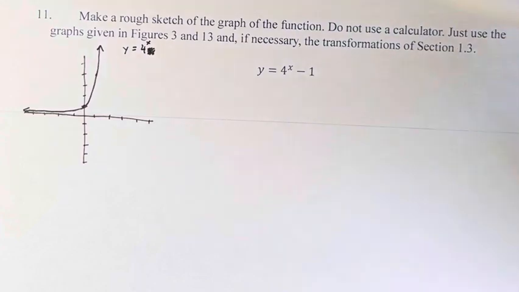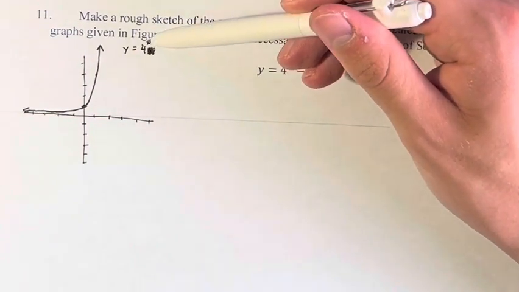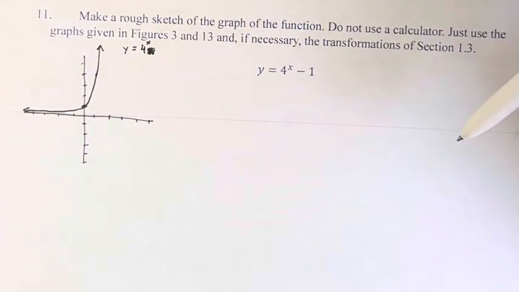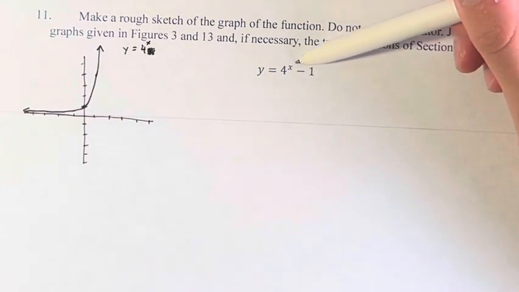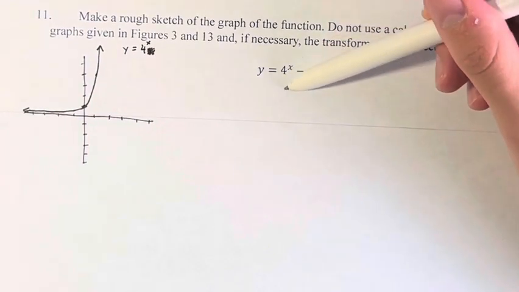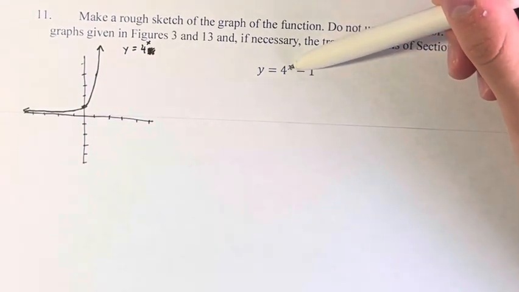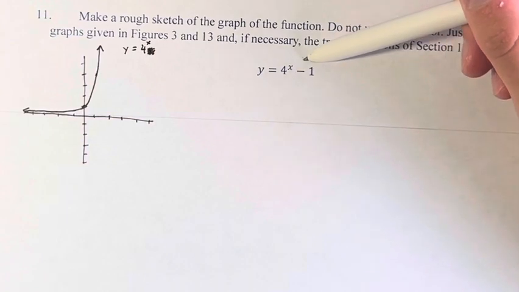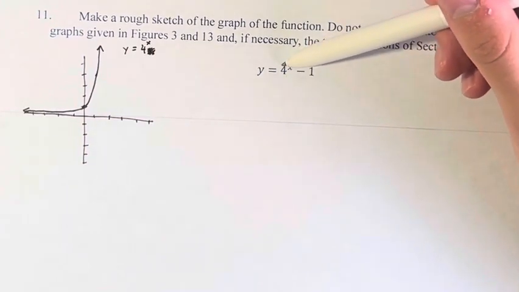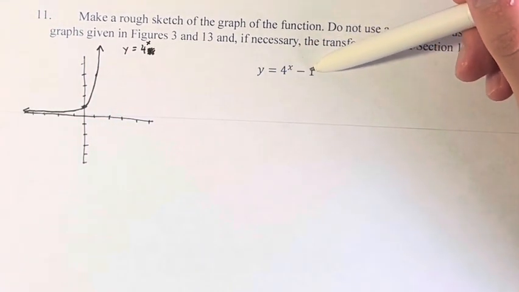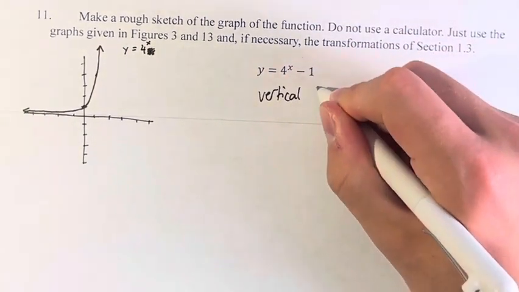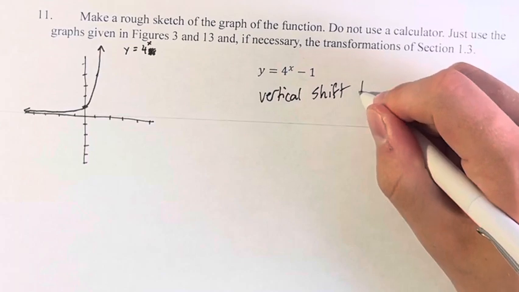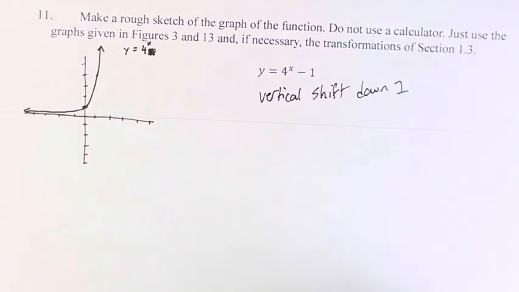So here we have a transformation. We're going from y equals 4^x to y equals 4^x − 1. Using what we know about transformations from the previous section, we know that if we have a subtraction of 1 that's not within the function, right, so this isn't 4^(x−1). This is 4^x, calculated like normal, minus 1. This means it's a vertical shift. And since it's negative, it's down 1.